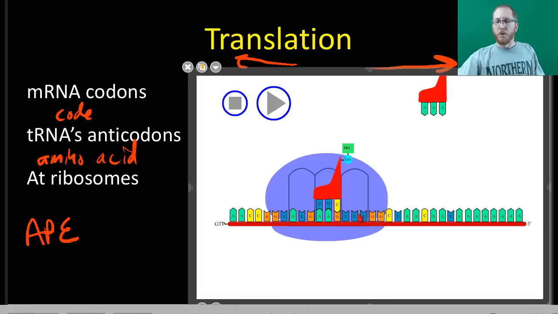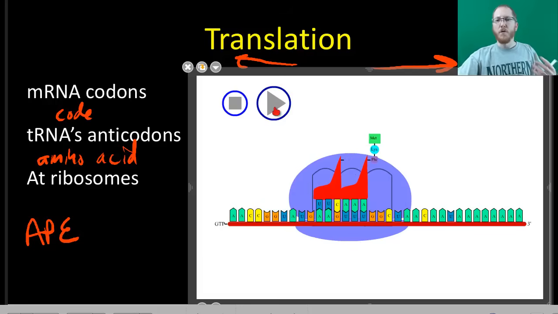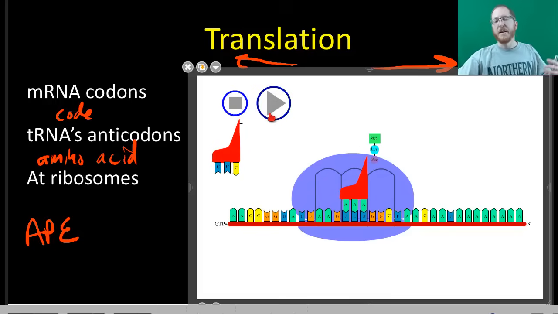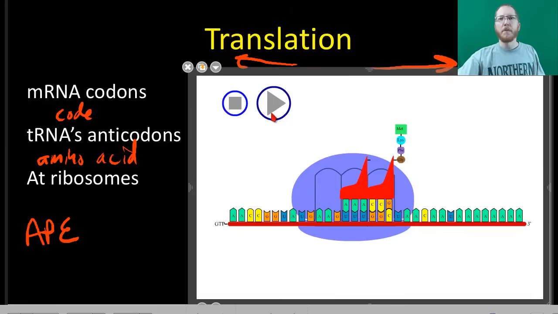Now we've got an exposed particular codon here, so the anticodon will attach, bringing its amino acid. That triggers the same response where we move the amino acid chain onto the new one, and then it moves to the P site, and that kicks out the previous tRNA, the next one comes in, and so this process will continue until we reach the stop codon.